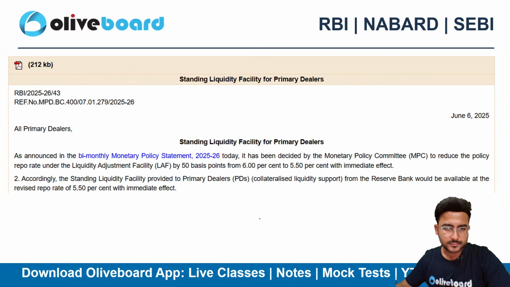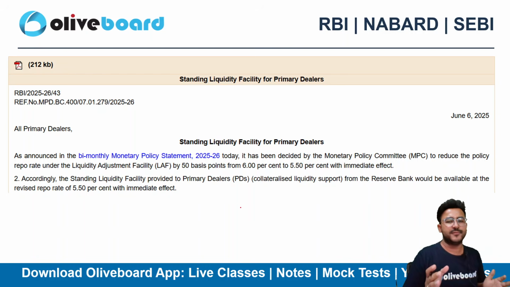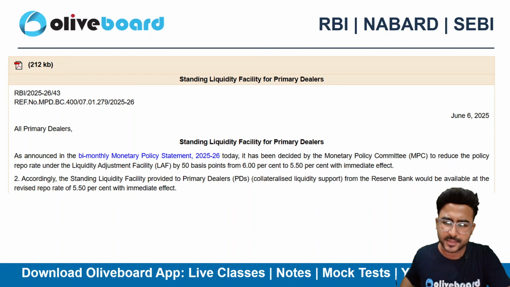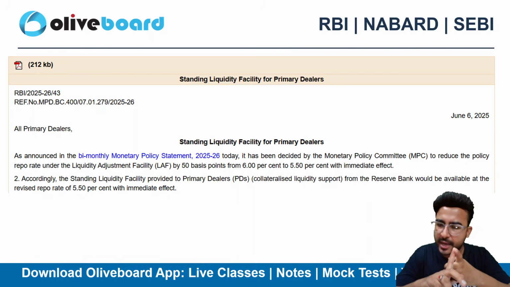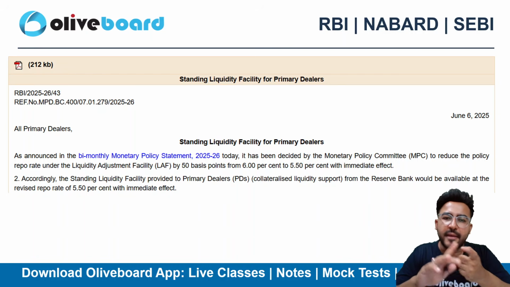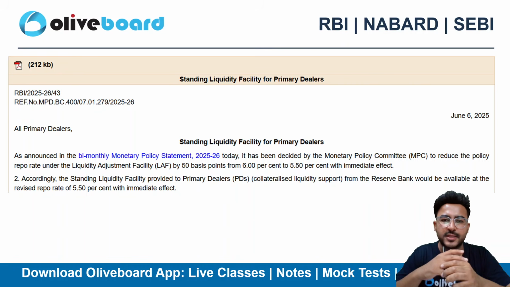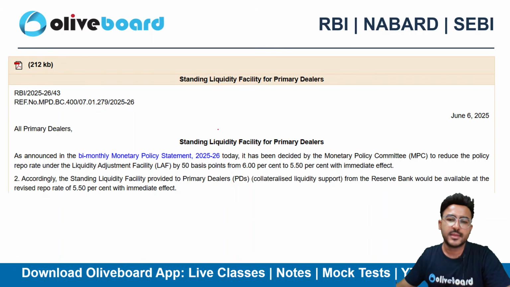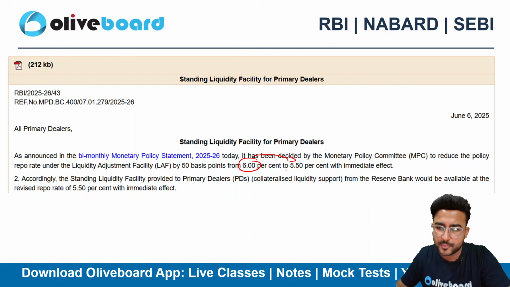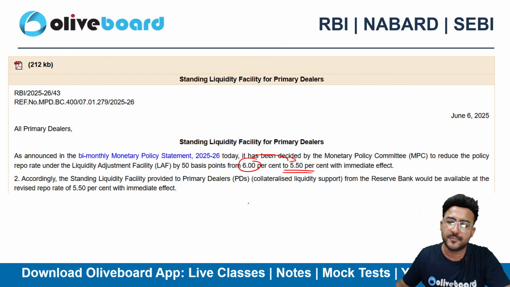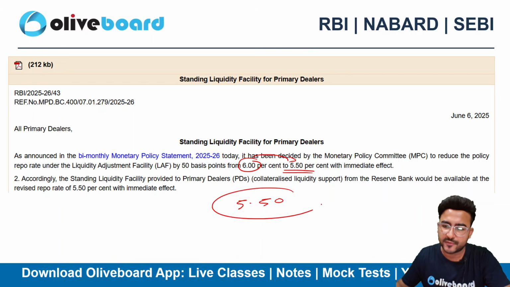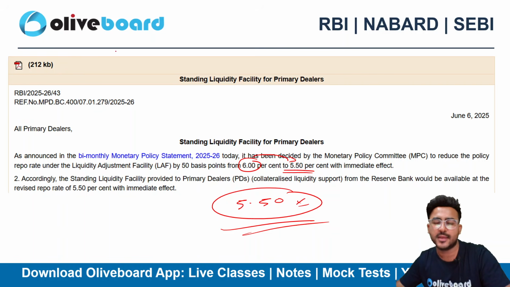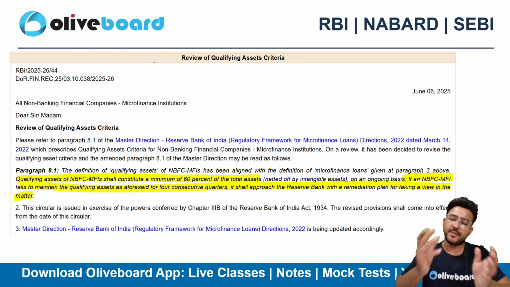Next is the standing liquidity facility for primary dealers. Whenever RBI slashes the repo rate, the first notification comes related to the RBI repo rate cut, and the following notification comes related to the standing liquidity facility for primary dealers. That's also equal to the repo rate only. It's tied to the repo rate only. So 5.50% will be the standing liquidity facility for the primary dealer. So this notification always comes.